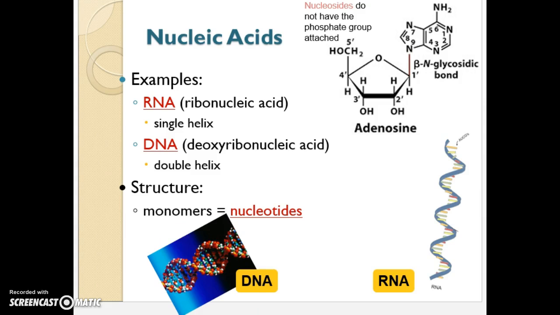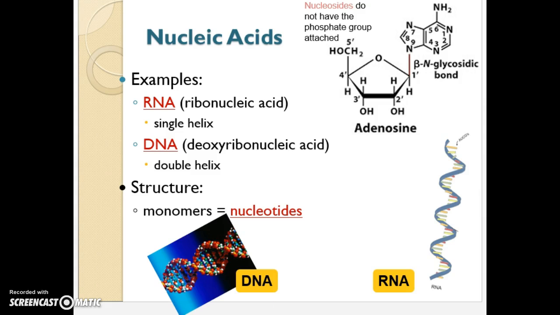So the two types of nucleic acids we have again are RNA and DNA. Another important structural difference is that DNA is the only one that's double helixed, so the only one that actually has that hydrogen bonding occurring. RNA is a single helix.